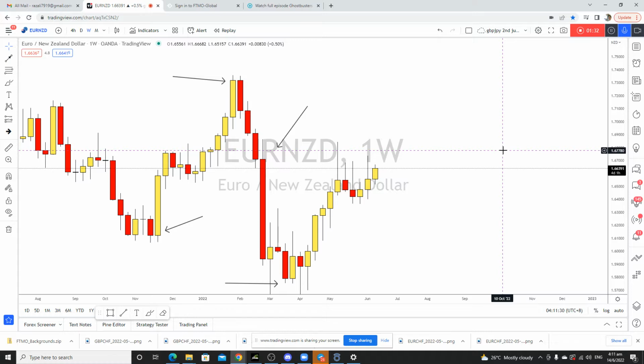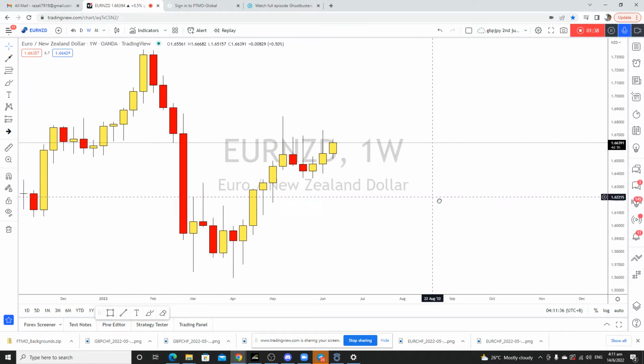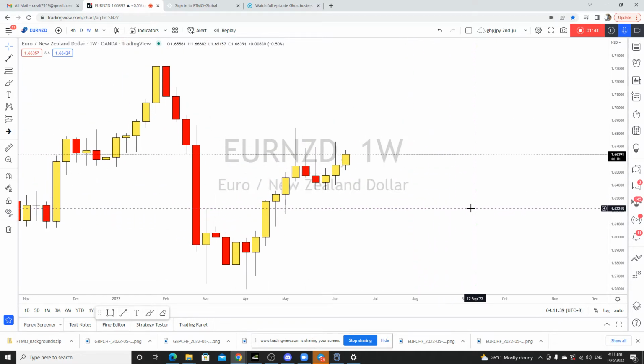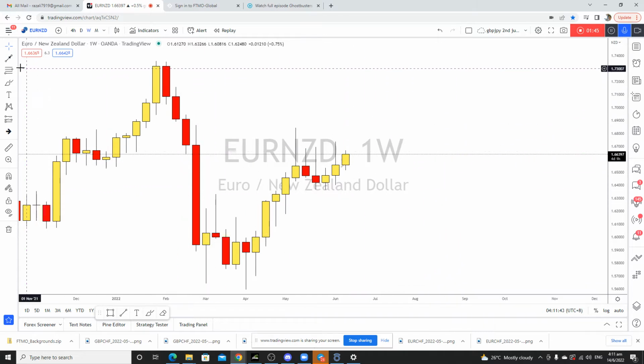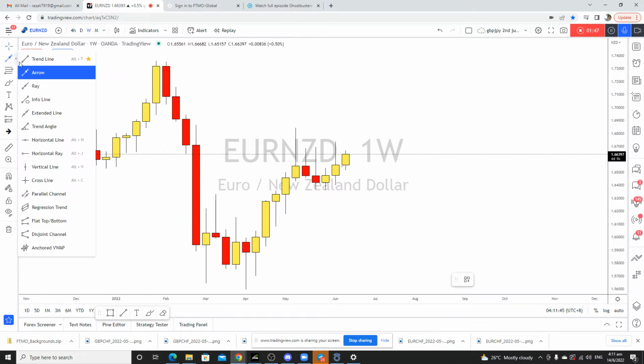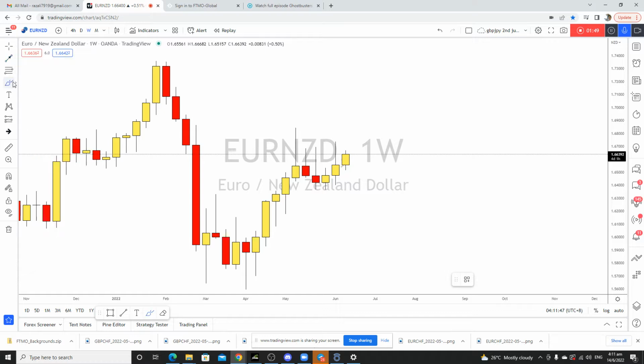So the bias is towards the long in this case, because if you look at just judging from price action on the weekly, you can see where the price is going to go. Just follow me here. Let me take my pen.